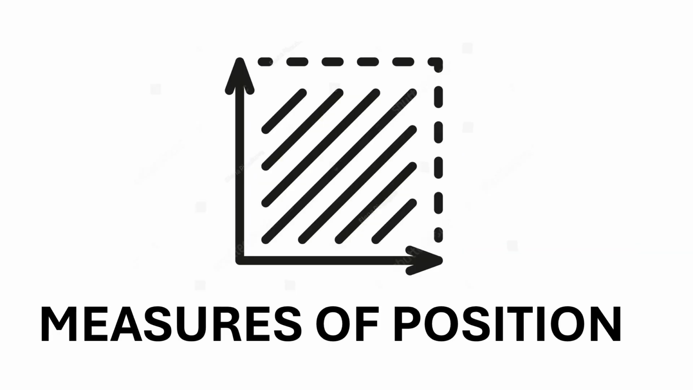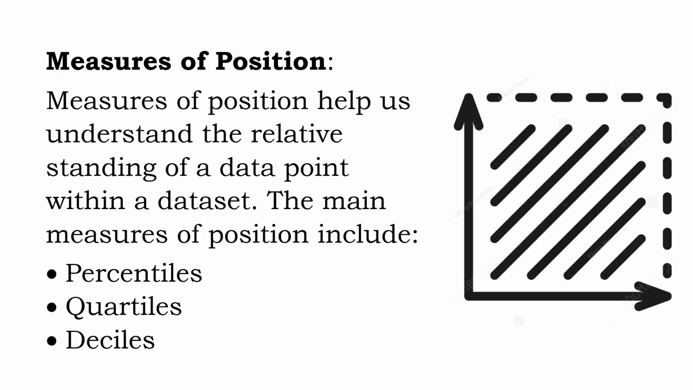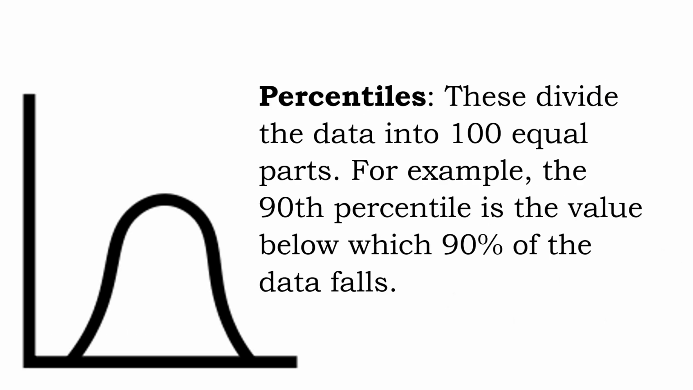Now let's talk about the measures of position. Measures of position help us understand the relative standing of a data point within a data set. The main measures of position include percentiles, quartiles, and deciles. Percentiles divide the data into 100 equal parts. For example, the 90th percentile is the value below which 90% of the data falls.